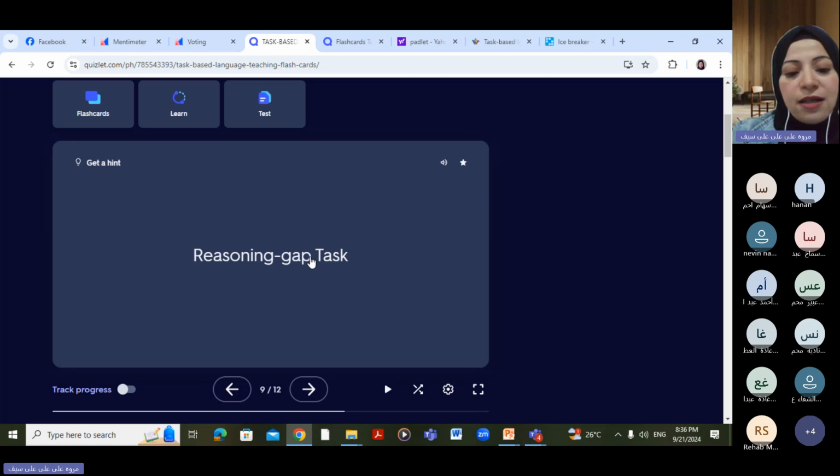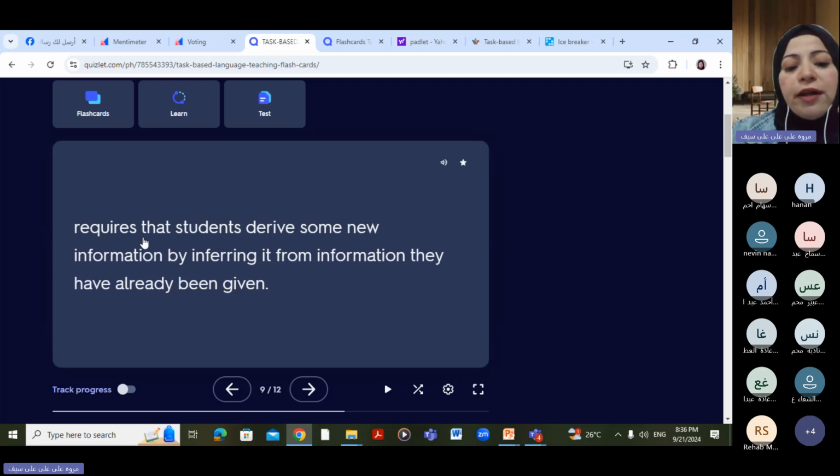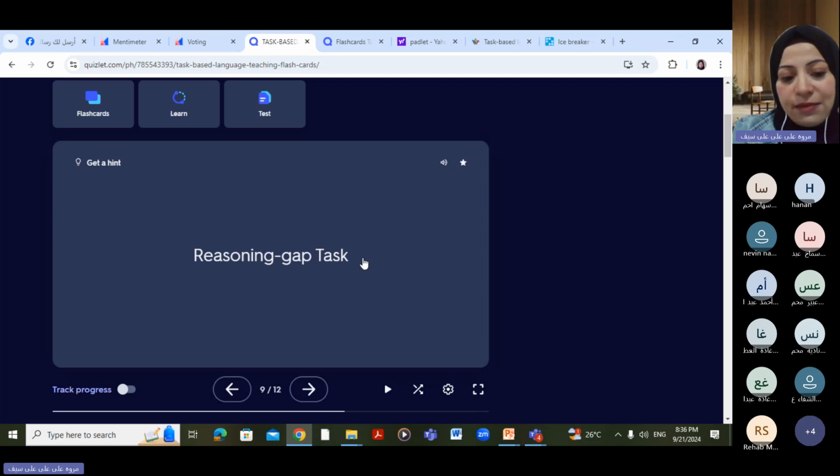Reasoning gap task. What is it? It has to do with the reasoning, the logic, the mind. So it requires that students derive some new information or conclude some new information by inferring, meaning concluding it from information they have already been given. So if they have the information in a text or something, they have to build on it, undertake some kind of critical thinking to infer new information, to come up with new ideas based on what they have. So this is called the reasoning gap task. They don't ask them about the information directly, they ask them to infer something else. This is a kind of task in the TBL approach.